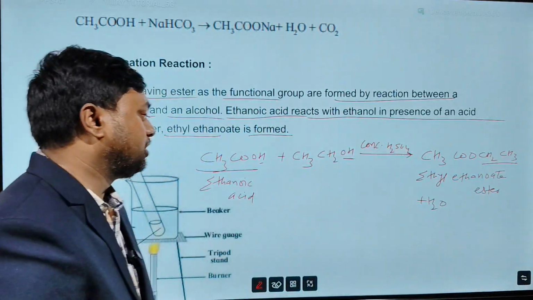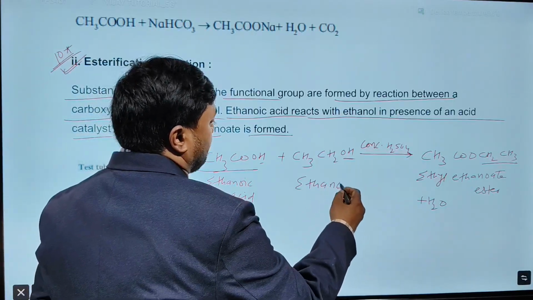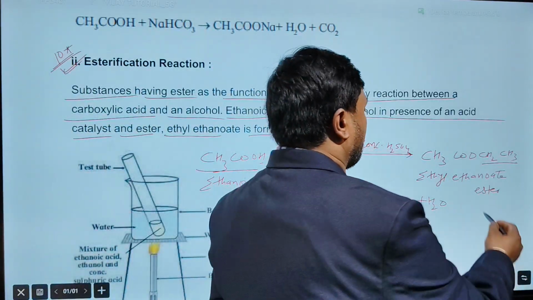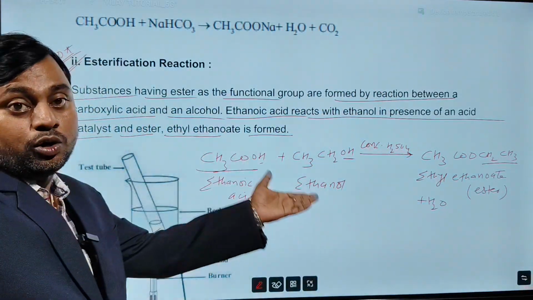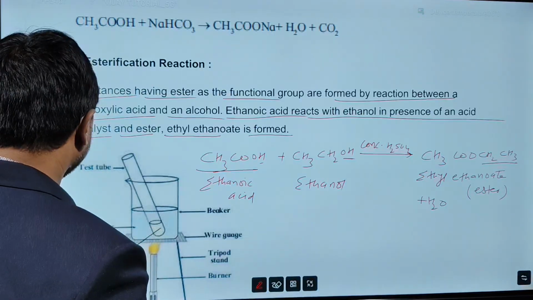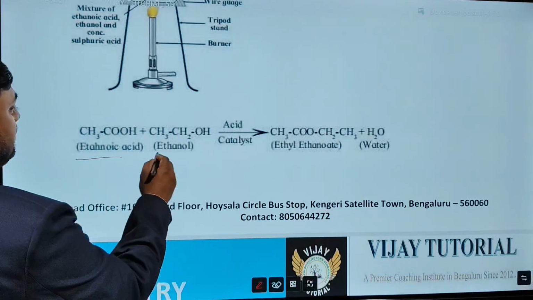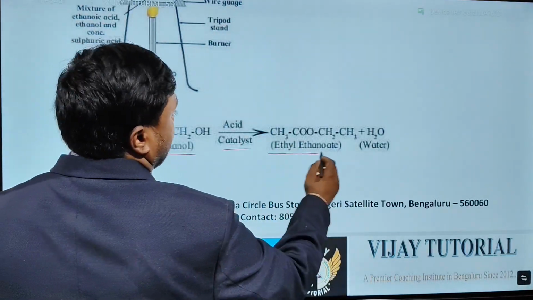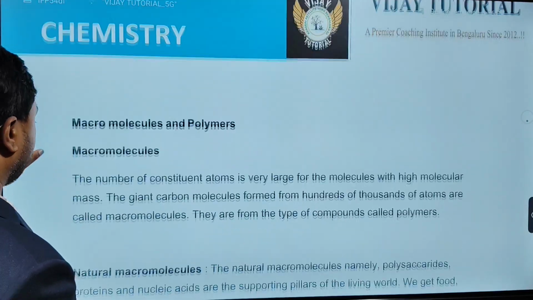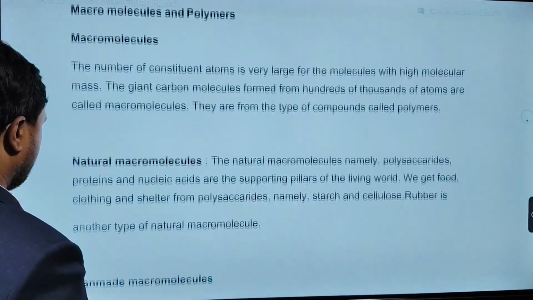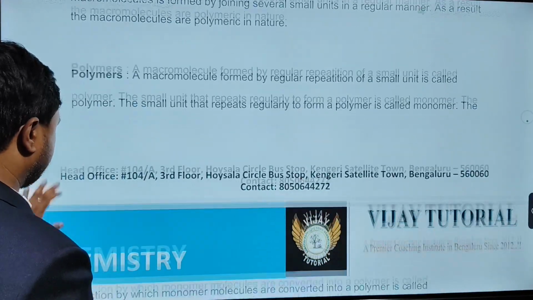This is a very important reaction. The reaction of ethanol with ethanoic acid to form a fruity smelling compound called ester is called the esterification reaction. So please make a note of this and practice. Ethanoic acid plus ethanol, with an acid catalyst, gives you ethyl ethanoate plus water. These are the important reactions. I hope you understood these concepts. I tried to cover all the things.